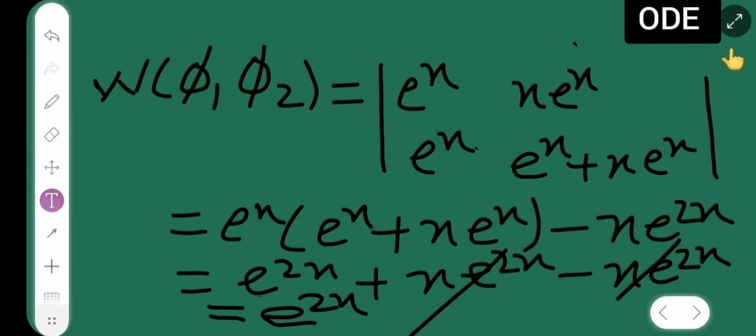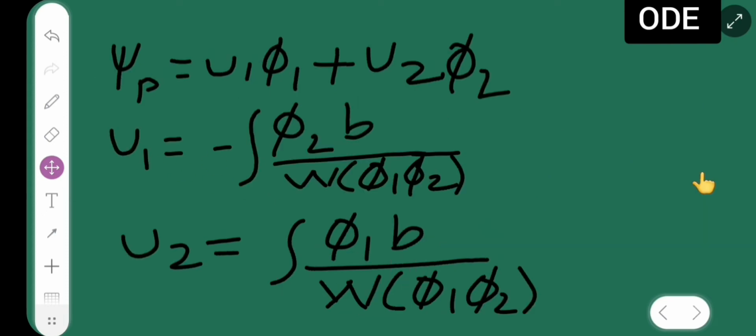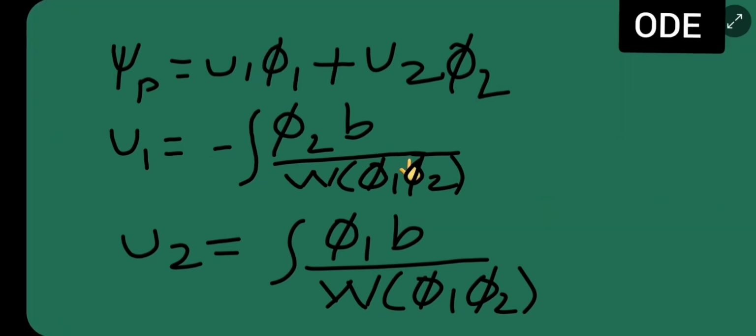Now we have found the Wronskian. These are the formulas, okay. We need to find this, but for this we need u1 and u2, and to find u1 we need the Wronskian. We know what phi 2 is and what b is. So let us find u1 and u2 now. Using this formula I am going to find my u1, and using this formula I will be finding my u2. And this is the final after we get u1 and u2. So let us find out what this is.